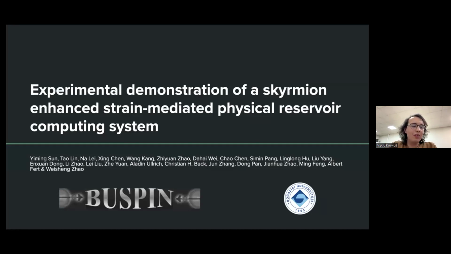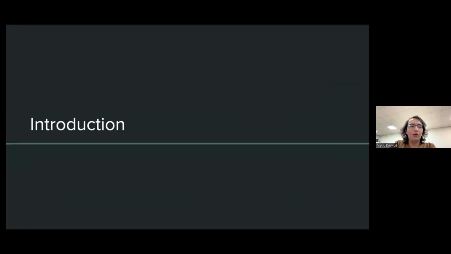Today I will be presenting this article named Experimental Demonstration of Skyrmion Enhanced Strain-Mediated Physical Reservoir Computing System. The authors are as follows: Yimeng Sun, Tao Lin, Nale, et al. First, I will give a short introduction to the paper and the physical concepts behind it.